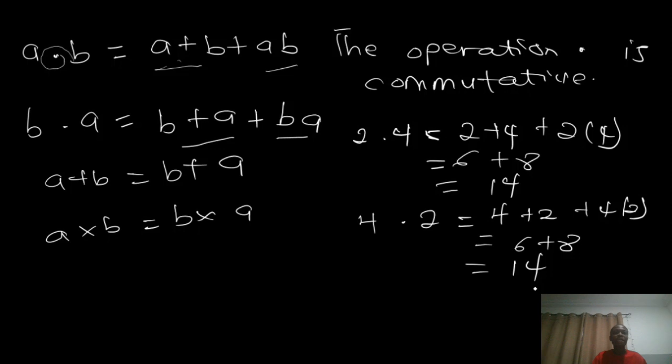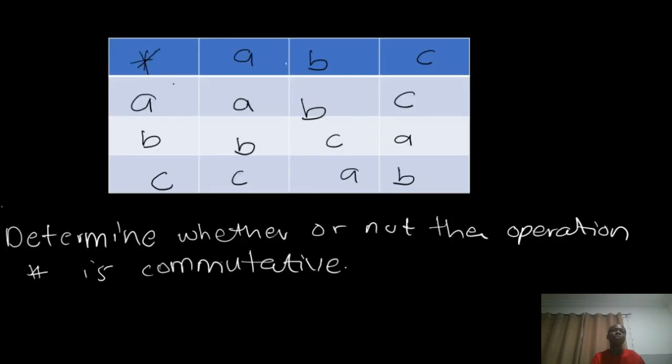So let's see another example for the commutative property. We solved an example like this in the closure, and we are solving a similar one here. We've been given a table and we are told to determine whether or not the operation is commutative. Since we have 3 elements, A, B, C, and A, B, C, it means whenever you do A star B, your result should be the same as B star A. So let's go through the table and see if it's going to be commutative.